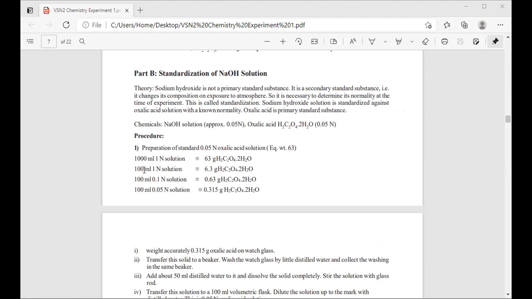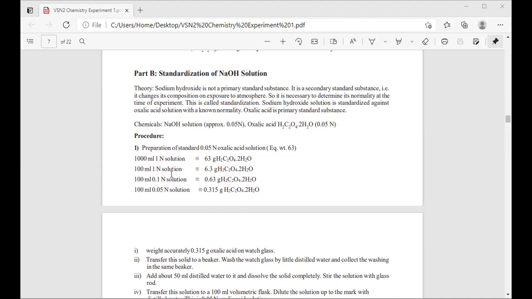So from 1000, we want only 100 ml. So we have divided here by 10. So here also we will divide it by 10. Whatever operation you do on the left hand side, the same operation you have to carry out on the right hand side. So here 1000 ml becomes 100. So here 63 becomes 6.3 gram. Now here one normal is there, here also one normal is there, but here it is 0.1. So here we have divided by 10. So again 6.3 will be divided by 10.